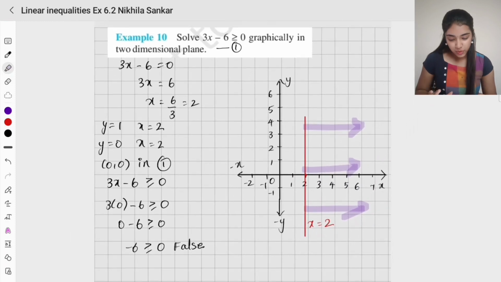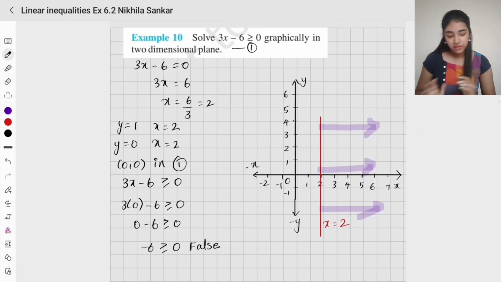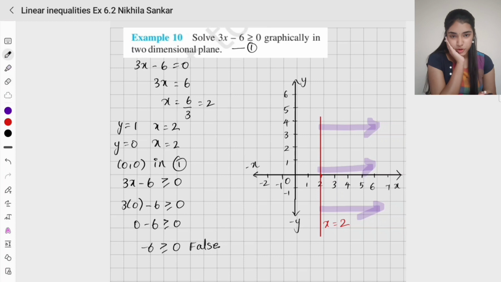Please pay attention to the question. First draw the graph. After drawing the graph, substitute 0, 0. You have to check whether that 0, 0 is included or not. If it is included, you have to shade that particular side of the region. If not, you have to shade the other side of the region. Okay. Please copy.